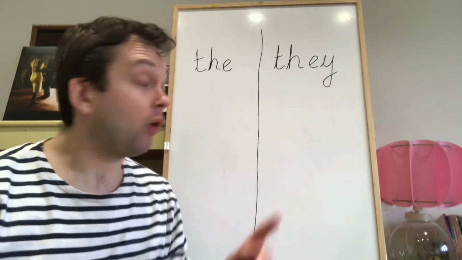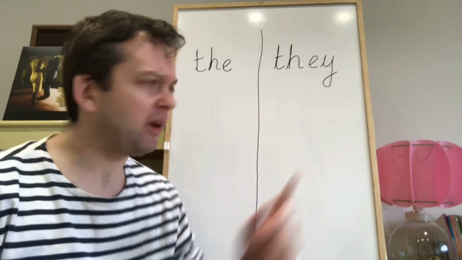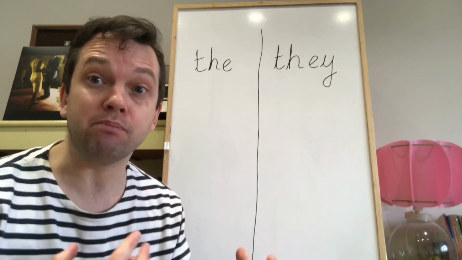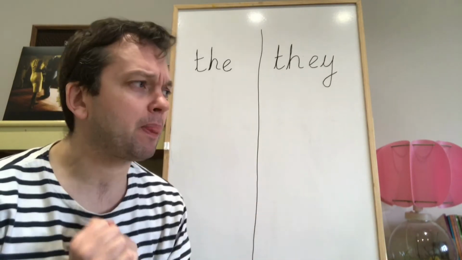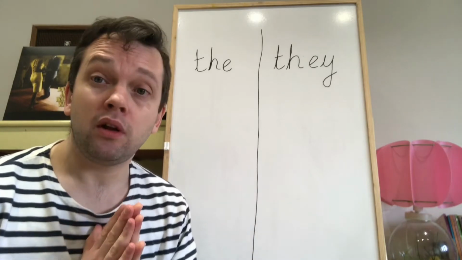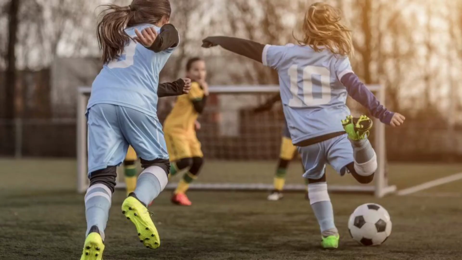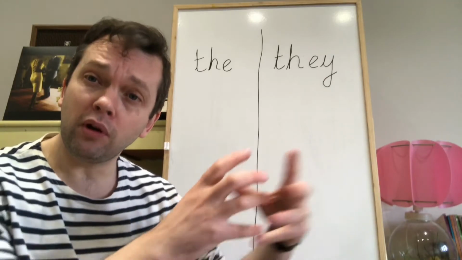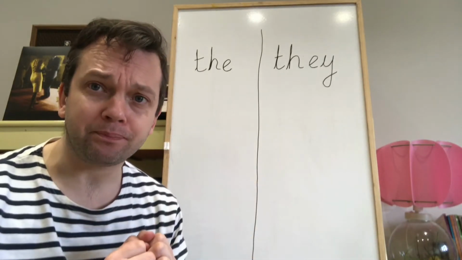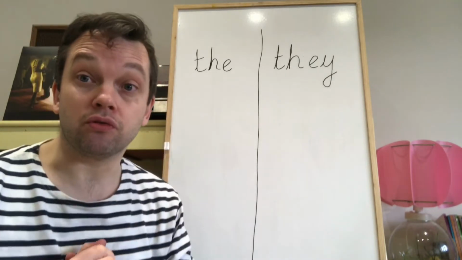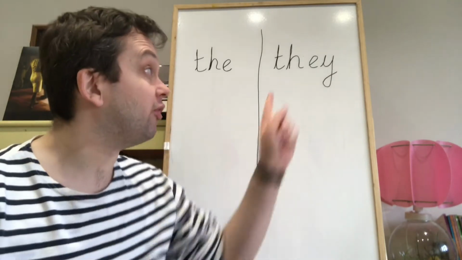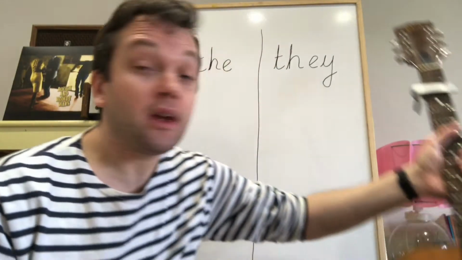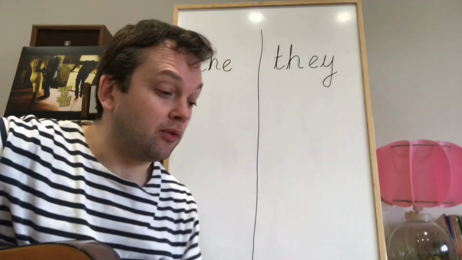So I think we all know what the word the means. How about the word they? Well, we use it when we talk about a group of people or a group of animals. We might say, for example, look at the children. They are playing football. They. Not one of them, but lots of them. They. The children. They are playing football.